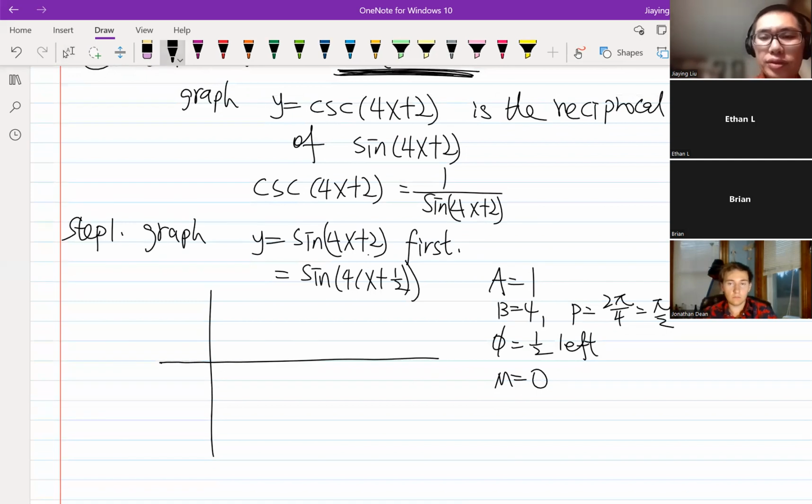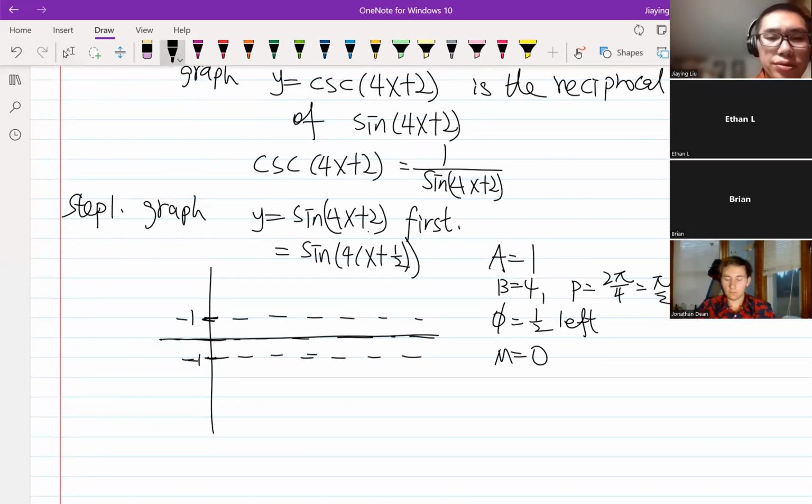So the midline is at 0. The amplitude is 1. So let's call this 1. This is -1. So we have those two dotted lines. And the period is pi over 2. So 0, let's see, this is pi over 2. We get 3 points in the middle, 4 quarters. And then we're going to shift it left by half.